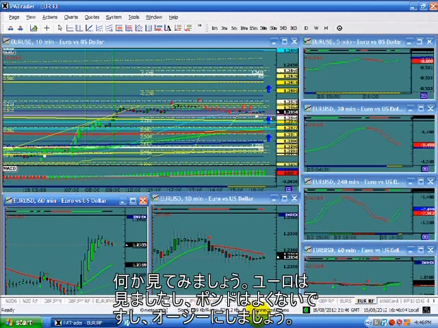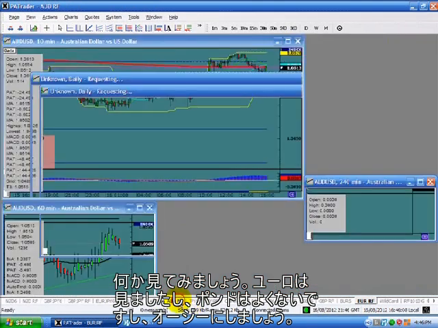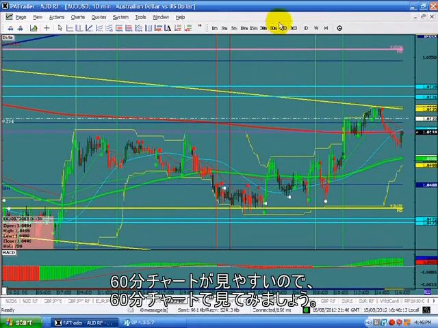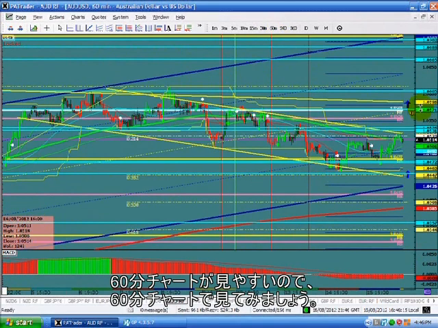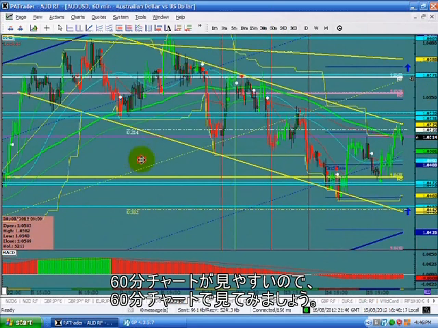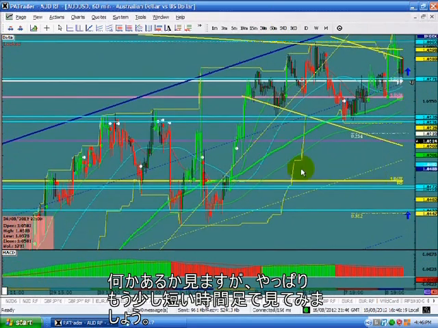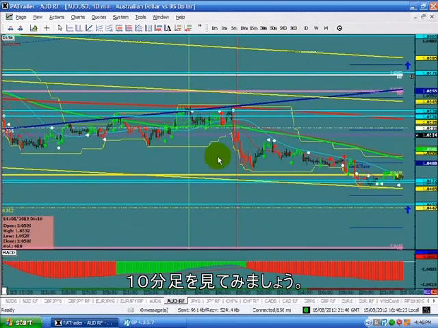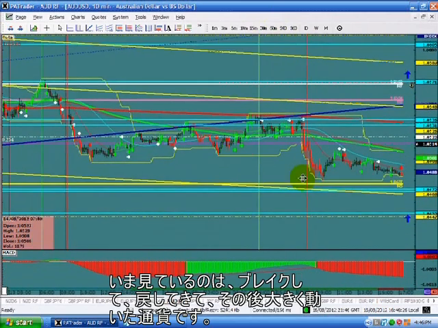So let's go find a currency. We've already looked at the Euro. Pound has been horrible this week, so let's take a look at the Aussie here. I'm going to go up to a 60-minute chart because it's just more candles. It's easier to see here. Let's see if we can find anything. Well, maybe I better take it down a little lower to a 10-minute chart where we can see if it broke and it hooked and it went. Okay, here's one right here.